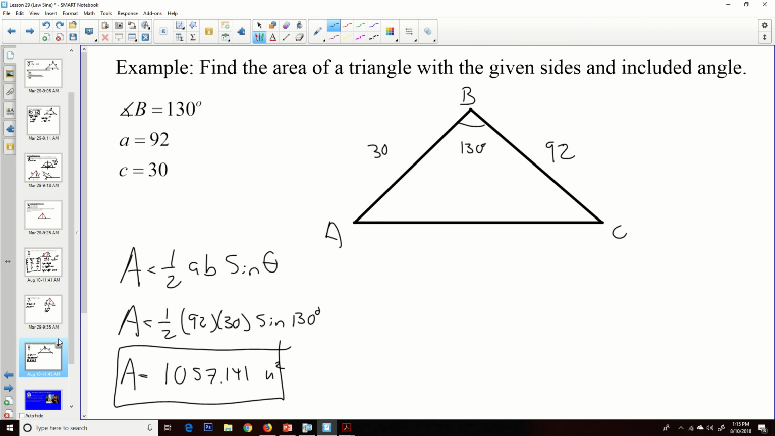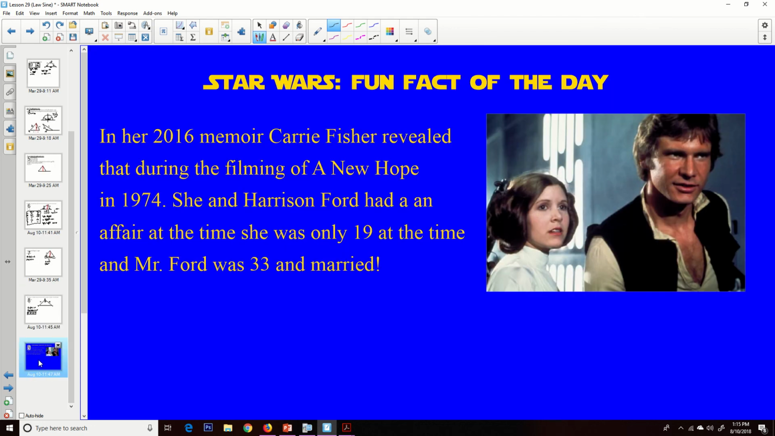That's all I got. So today, a lurid one. Ooh. Soap opera. In her 2016 memoir, Carrie Fisher revealed that during the filming of A New Hope back in 1974, she and Harrison Ford had an affair. At the time, she was only 19 years old, and he was 33, and he was married.